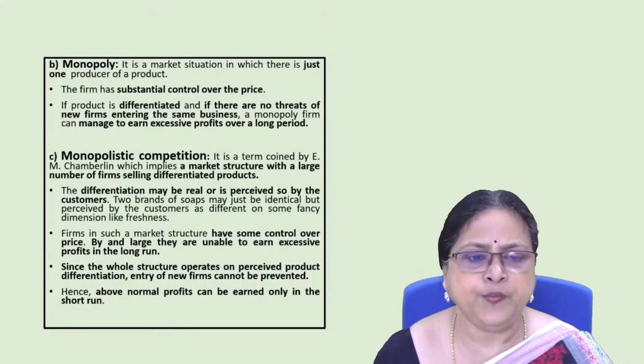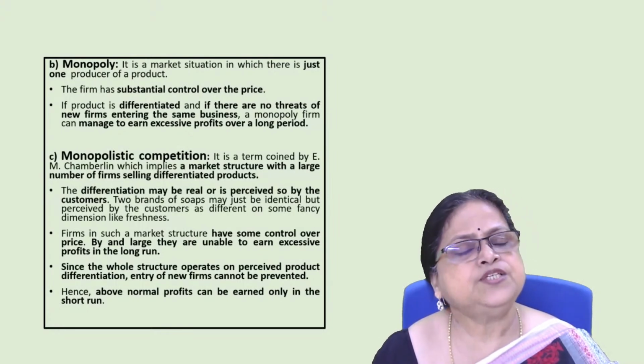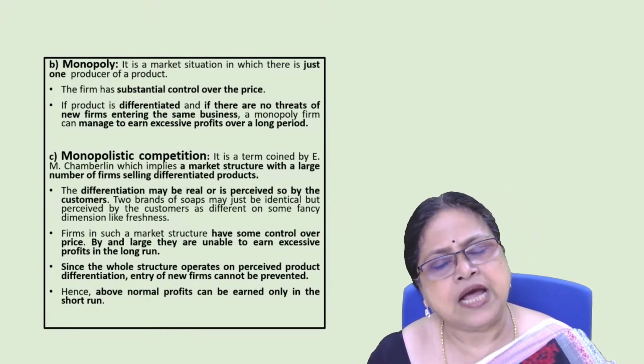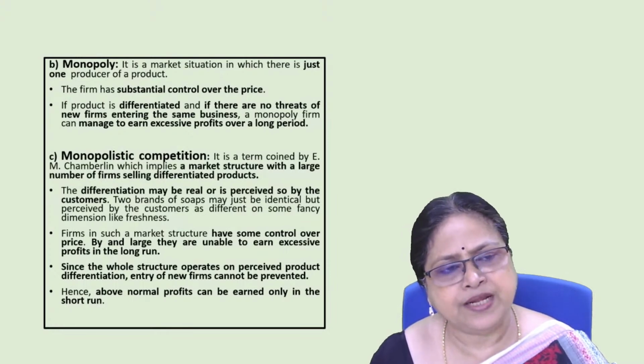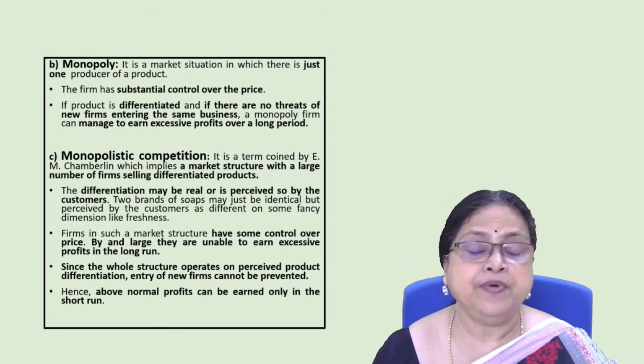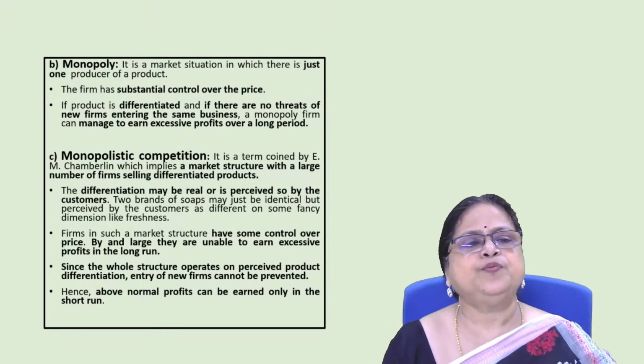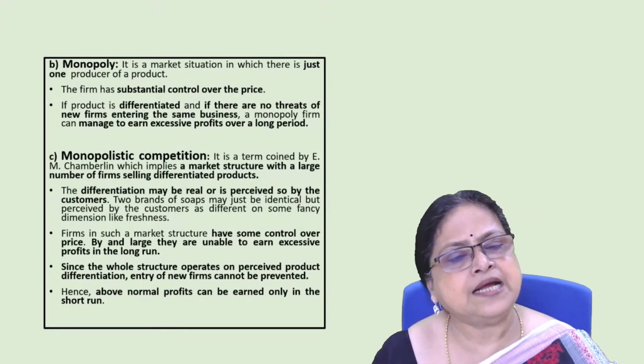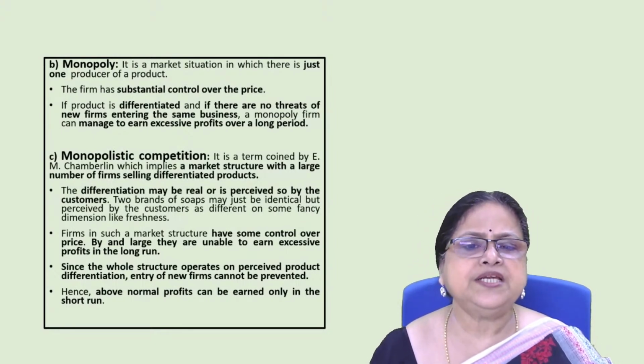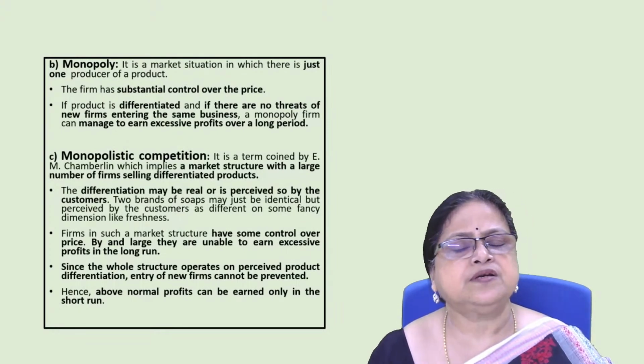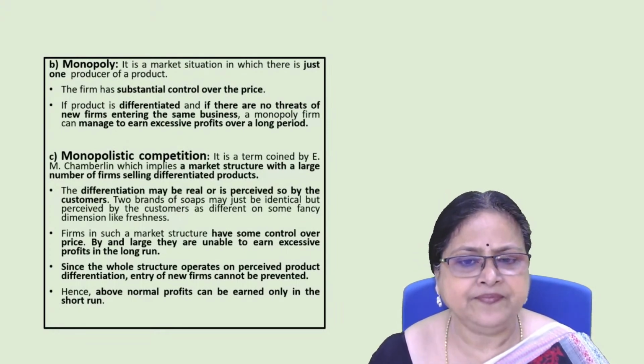Now, third is monopolistic competition. Here, these two are extreme cases. Large number of buyers and sellers, number one, perfect competition. In case of monopoly, there is only one seller and a large number of buyers. Monopolistic competition, this term was coined by Chamberlin, E.H.